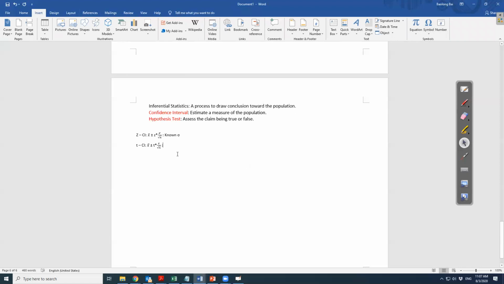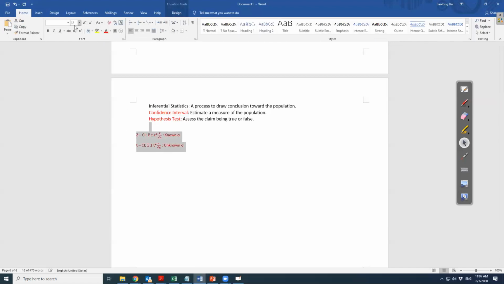Okay, so sigma has to be a value provided. You are not expected to calculate sigma. Sigma needs to be something that you know of, right? And of course, if you don't know the population standard deviation, then you're stuck with T. You can't do Z anymore because you don't have that sigma, right? So make sure you understand the differences.